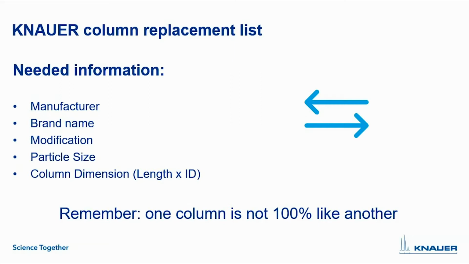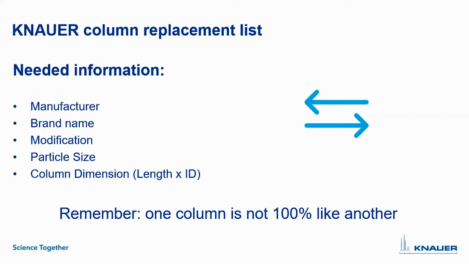portfolio. Please always remember, I hope you are already familiar with the other KNAUER column tutorials where I explained that one column is never 100% like another column. So there is the possibility to replace columns, but be sure that it won't be exactly the same characteristics that you will find in a KNAUER column as in a competitor's column. If you don't know what I mean right now, please be invited to watch again our videos on, for example, reversed phase columns. There we spend a lot of time explaining why one column is not like another one.